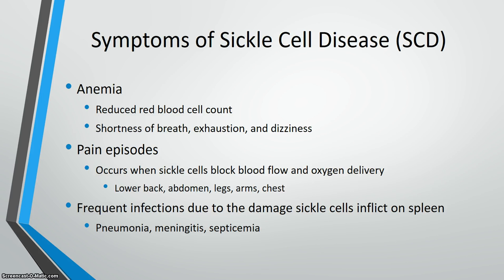Lastly, people that have sickle cell anemia tend to get frequent infections, and this occurs because sickle cells tend to accumulate inside the spleen, which ends up damaging the spleen. And because the spleen is damaged, it's not able to fight infections as effectively, and this makes the sickle cell patients more susceptible to pneumonia, meningitis, and septicemia.